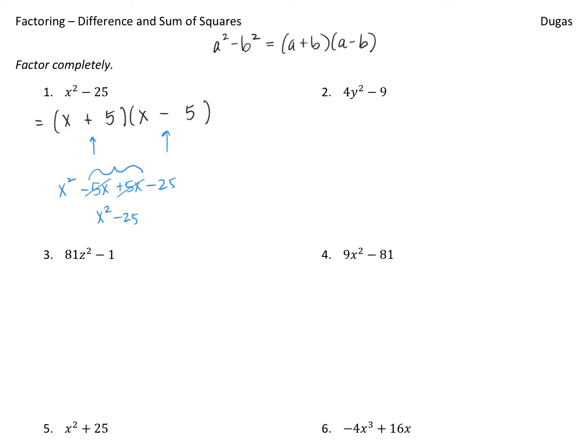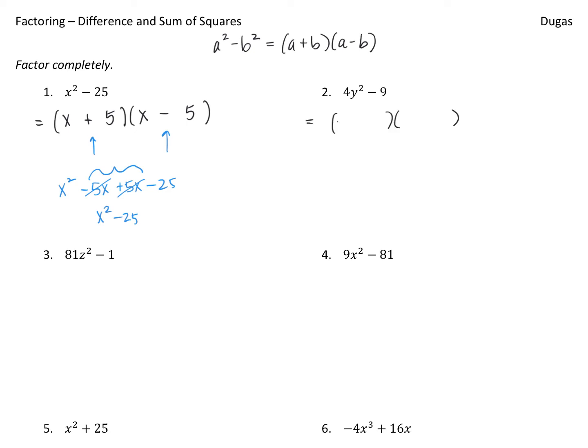All right, let's look at the next one. So what you're looking for is, do I have two terms? Yes. Do I have a minus? Yes. Are both of the terms perfect squares? Yes. The square root of 4 is 2. The square root of 9 is 3. So perfect.